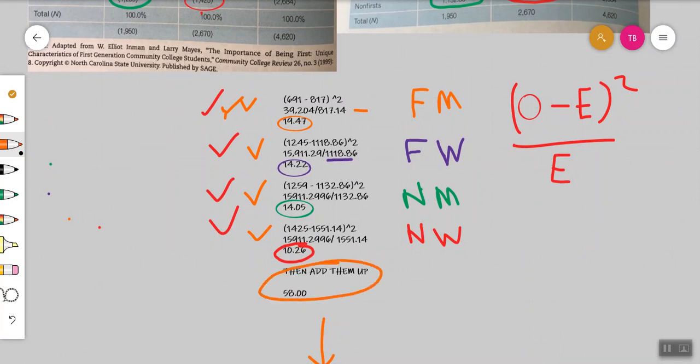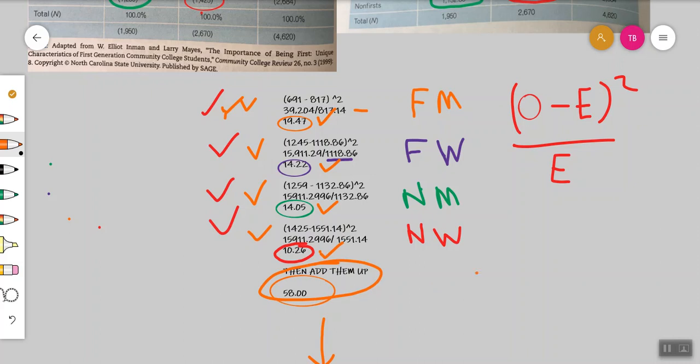Okay? So in this case, we got the number 58. When you take 19.47 plus 14.22 plus 14.05 plus 10.26, you get the number 58. So that would be your number. That would be the full formula in most cases.